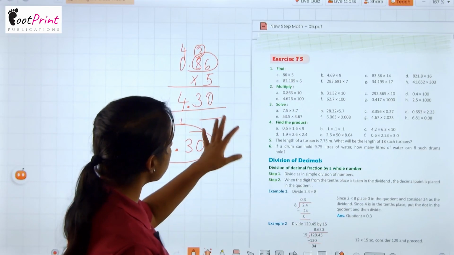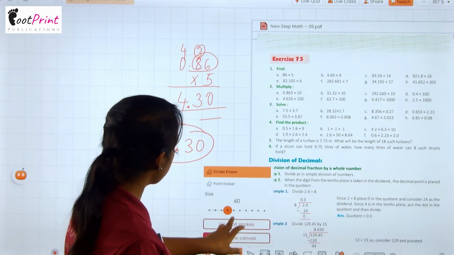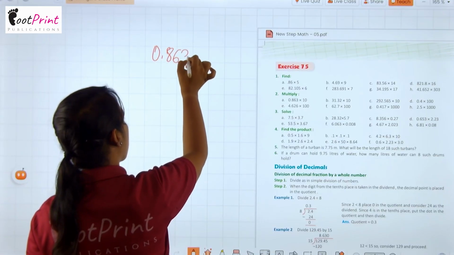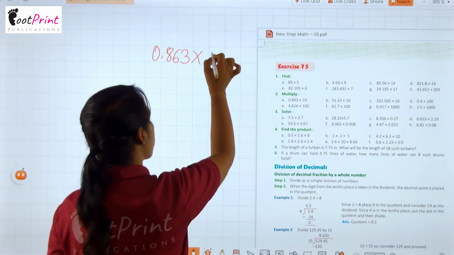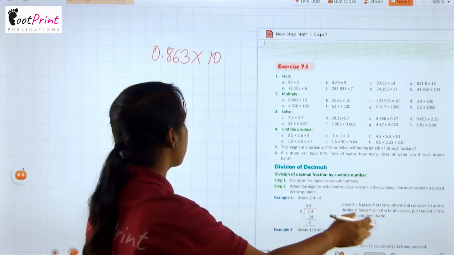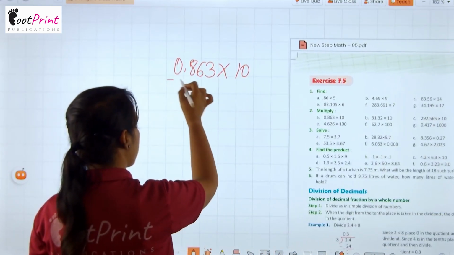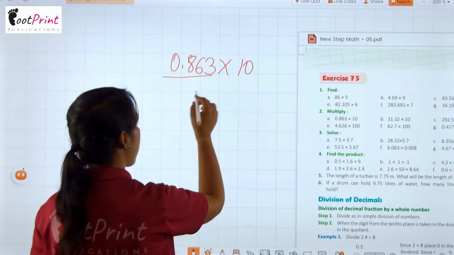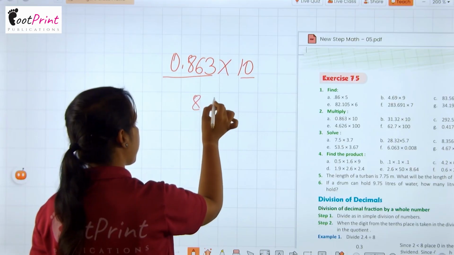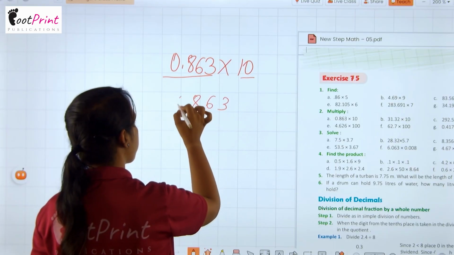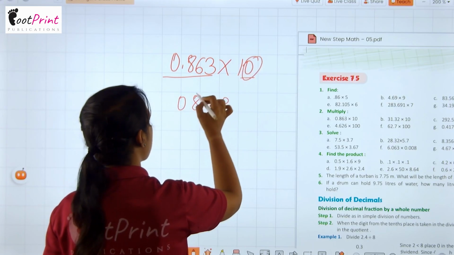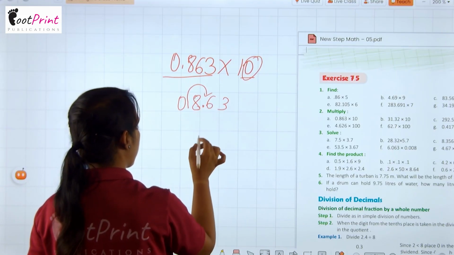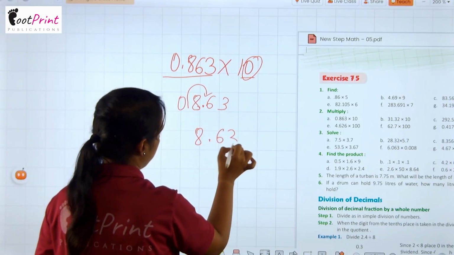Next question is multiply. It is very easy to multiply it. We know that according to the number of zeros, we move the decimal to the right in the decimal number. Okay. So here we have 10. We write 8, 6 and 3 here. 10 is there, so first we have the decimal here. Now we will move it here. So we get 8.63. Okay.